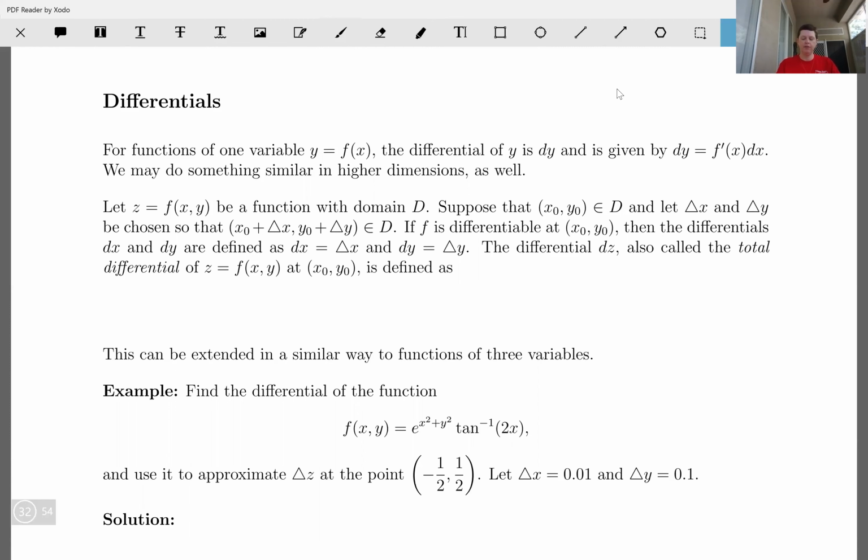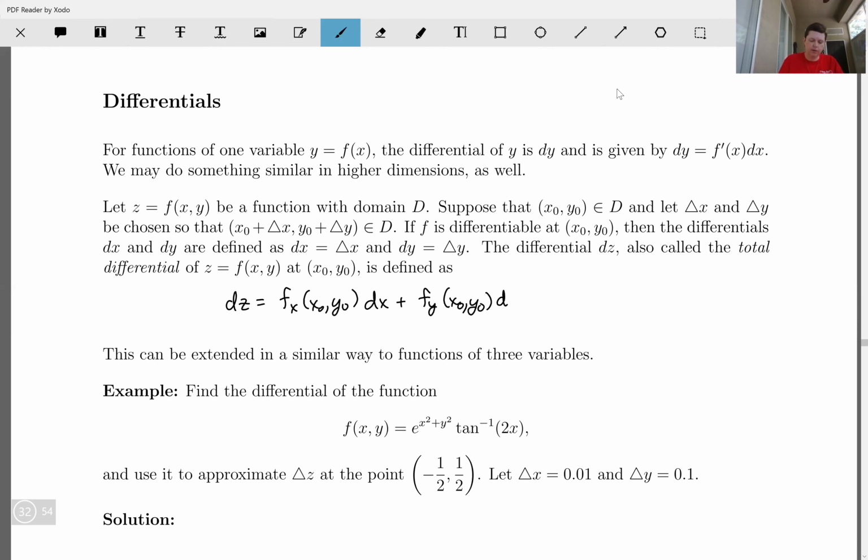If f is differentiable at x sub zero, y sub zero, then the differentials dx and dy are defined as dx equals delta x and dy equals delta y. The differential dz, also called the total differential of z at that point x sub zero, y sub zero, is defined by dz equals the partial of f with respect to x times dx plus the partial of f with respect to y times dy, where the partials are evaluated at our point x sub zero, y sub zero.